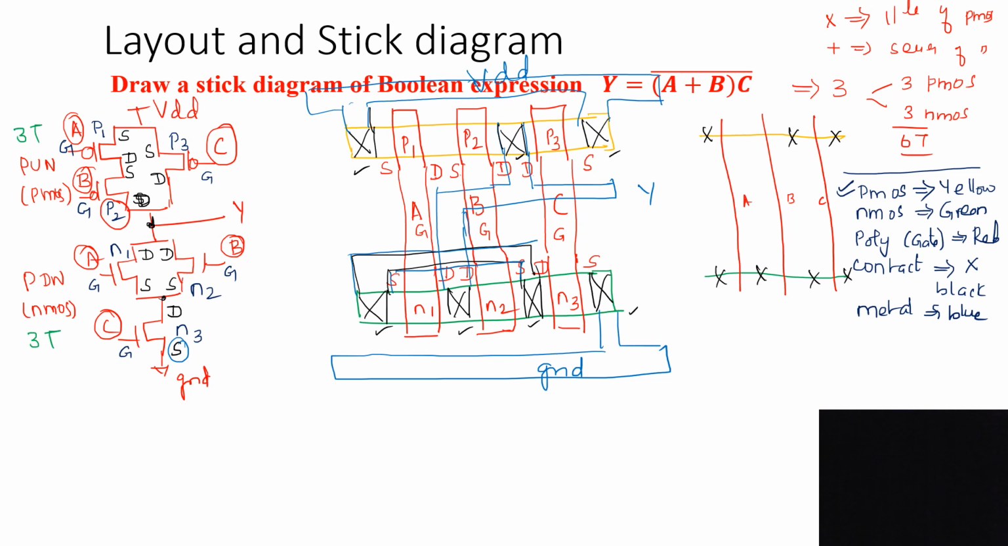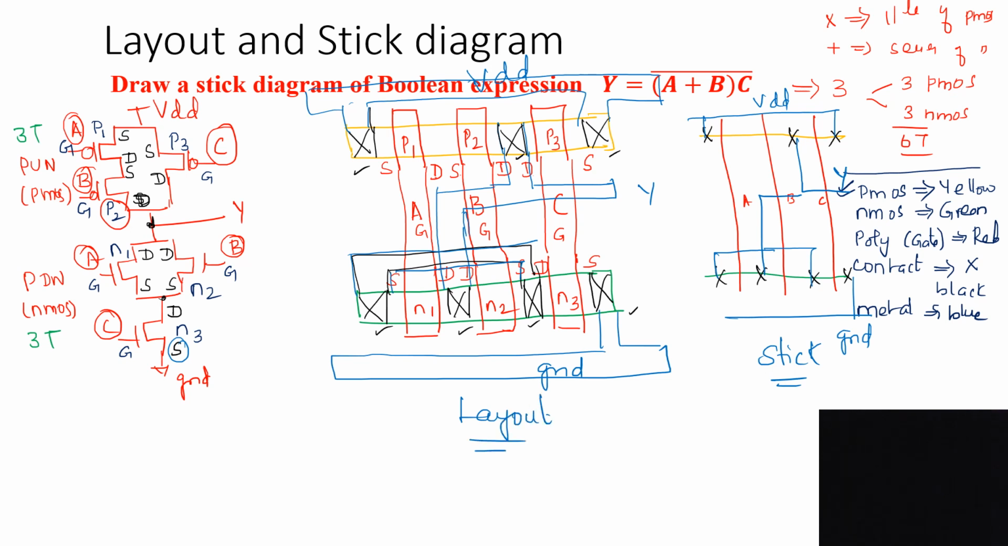Then I have to use the blue color for making connection. See here from the supply, this is VDD, and here it is connected to ground, and then from here to here this connection, and then output, where we have to take, this is the output. It must be connected here. That's all. This is the stick diagram. This is your layout diagram.